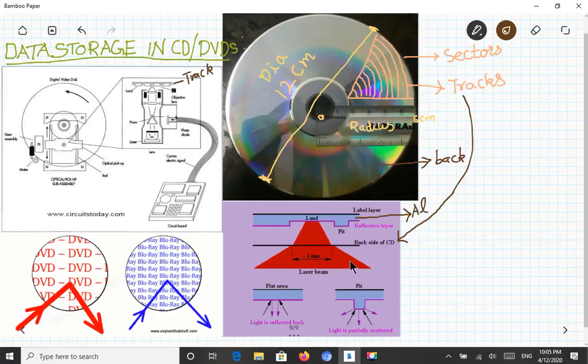Okay, coming to how the data is read or written, that's what we are going to see. There will be a layer made of polycarbonate.